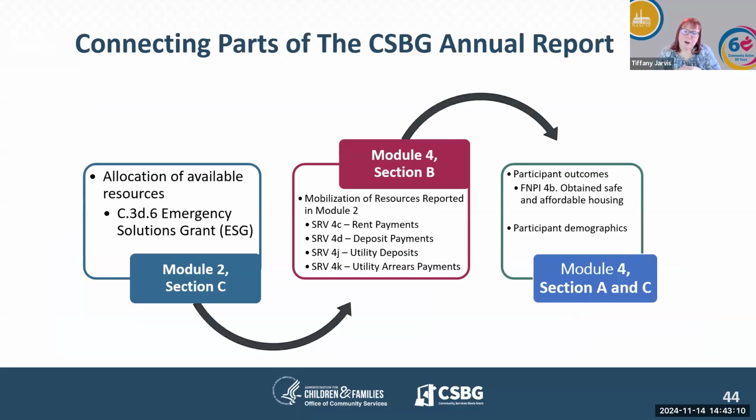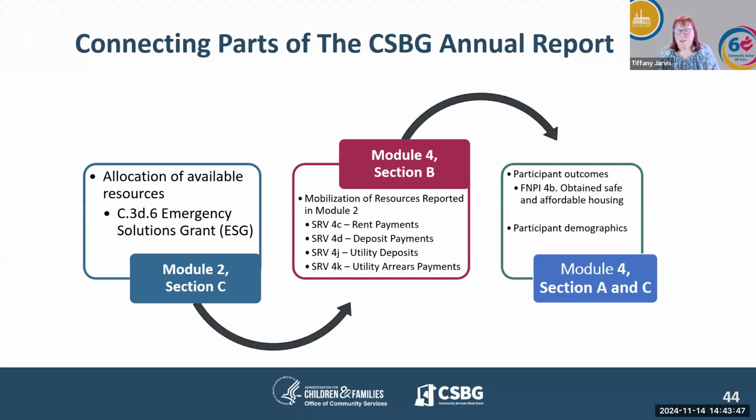One final thing before I conclude my portion is that I want you to bring back your attention to the Section C connection with Module 4. Early in this presentation, Lena showed you a similar slide. This slide you now see provides you with an example of this connection in action. What you see on the screen is that an agency has received emergency solution grant funds from HUD, which was reported under C3D6. And because of those funds, the agency was able to provide rapid rehousing services to clients.